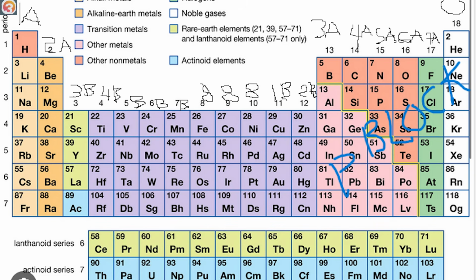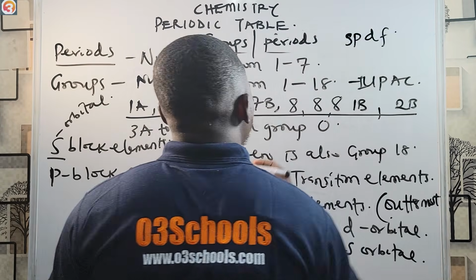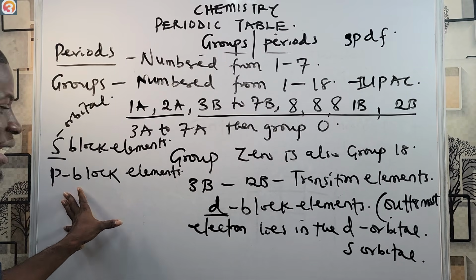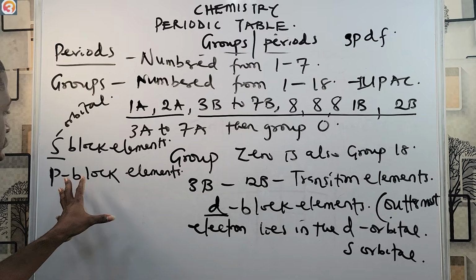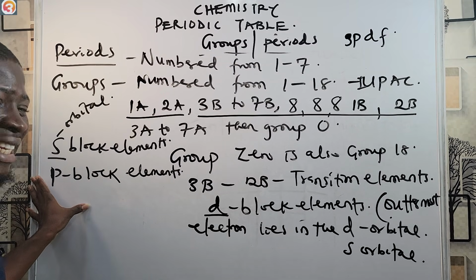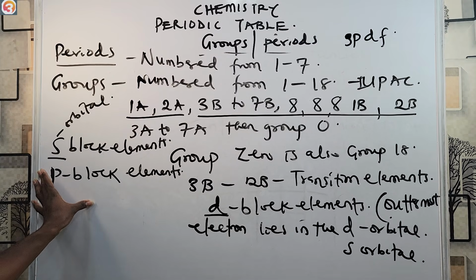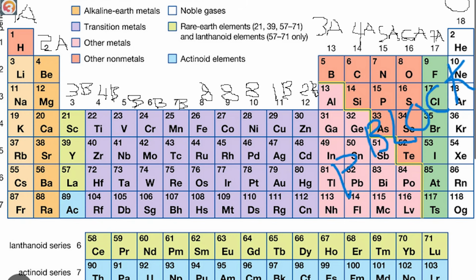The P block elements are so-called because their outermost electrons reside in the P orbital, right? Remember we have S, P, D, F. So their outermost electron resides in the P orbital, and that's why they're called the P block elements.